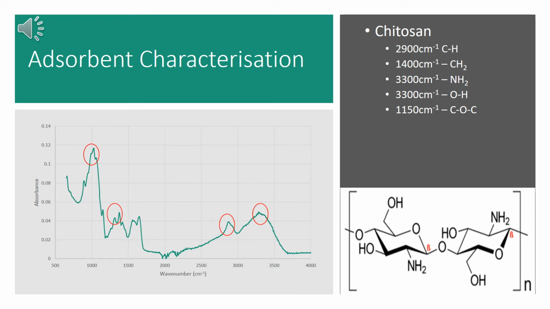Chitosan has a very similar FTIR spectrum to cellulose, and that's because they have very similar overall chemical structures. However, the main difference is in the peak around 3300 wave numbers. You can see it's more broad in this spectrum, and that's because both the amine groups and the hydroxyl groups absorb in this wave number region.